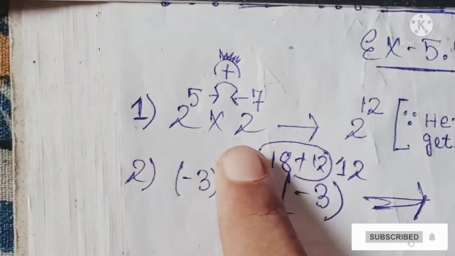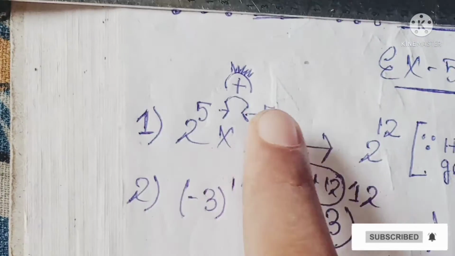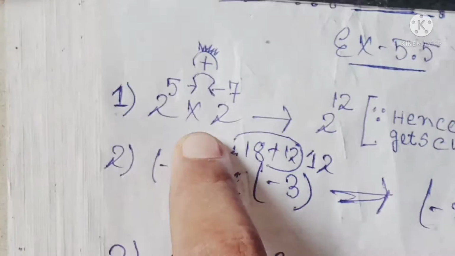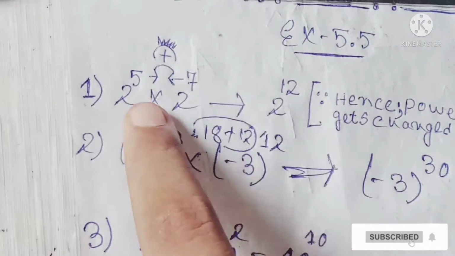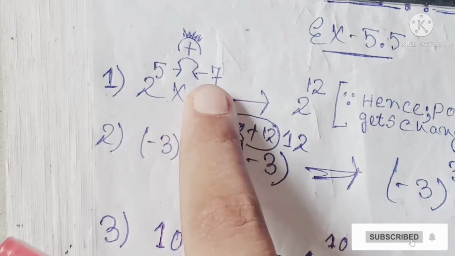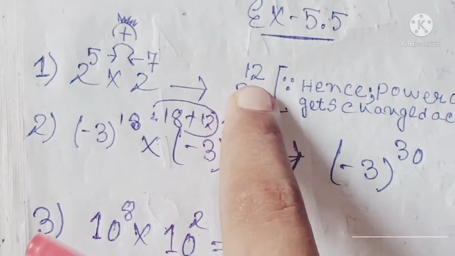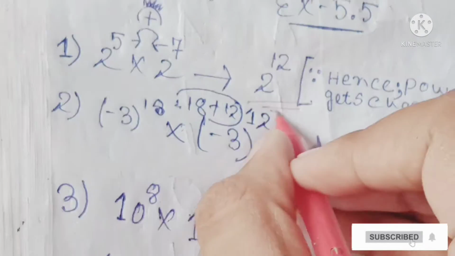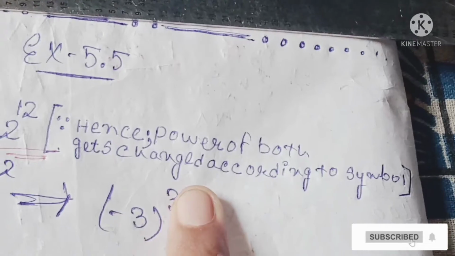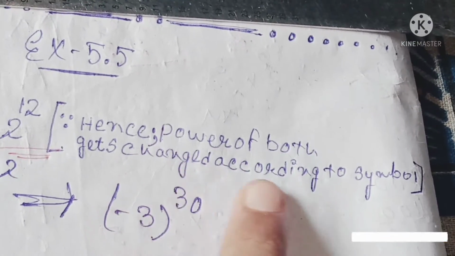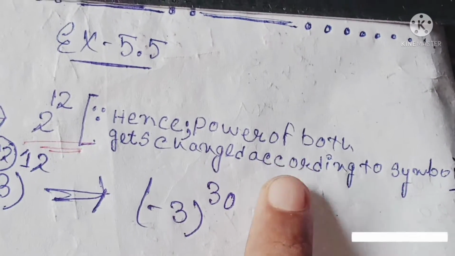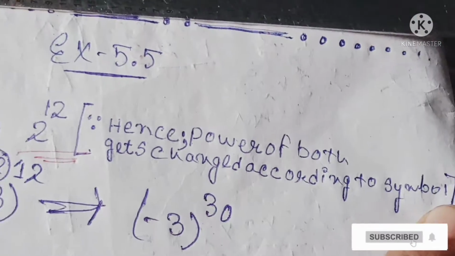So for multiplication we have to add the powers, such as in number 1, where it's written that 2 to the power 5 multiplied by 2 to the power 7 gives us what? In this first sum we have to add these 2 powers, that is 5 plus 7. We all know that the result is 2 to the power 12. So our answer will be 2 to the power 12. Okay. Also I have written "hence", so please note in your copy that the powers on both sides get changed according to the symbol. In your book example it's also written. I have written it for your convenience, so please write it in your copy.